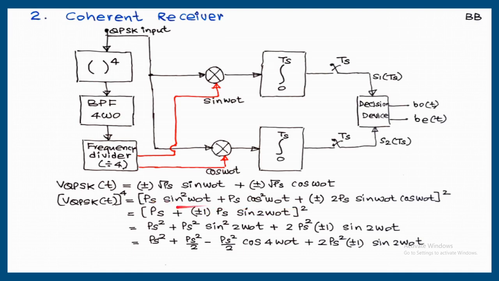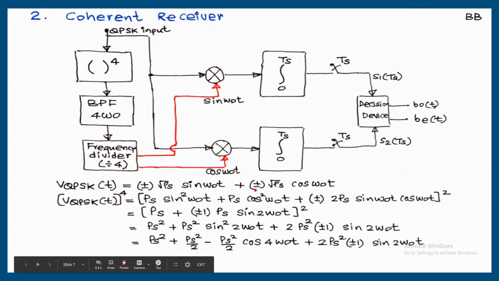Again (a plus b) square is a square plus b square plus 2ab. And in this term, Ps square is a constant. Sine square 2 omega 0 t can be written as (1 minus cos 4 omega 0 t) by 2. That is written here, Ps square by 2 minus Ps square by 2 cos 4 omega 0 t. And the last term is written the same way. Now the frequency of the first term is 0, the frequency of the second term is 0, the frequency of the third term is 4 omega 0, and the frequency of the fourth term is 2 omega 0.